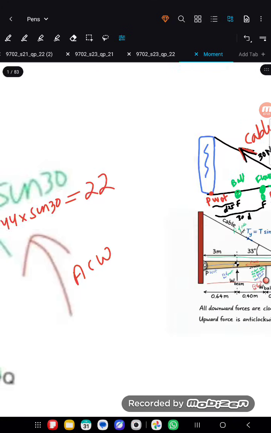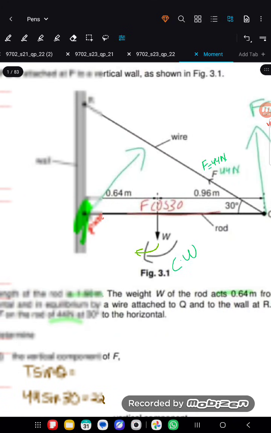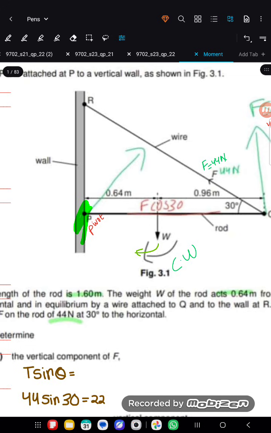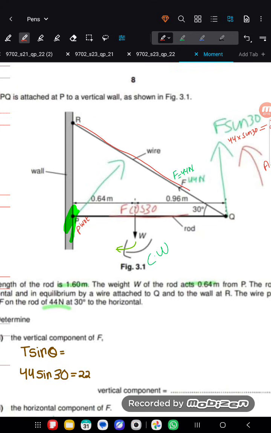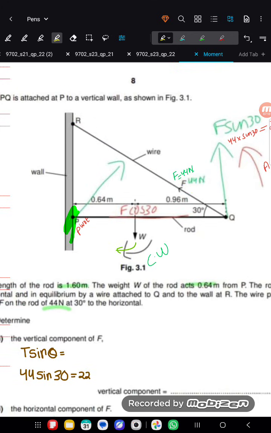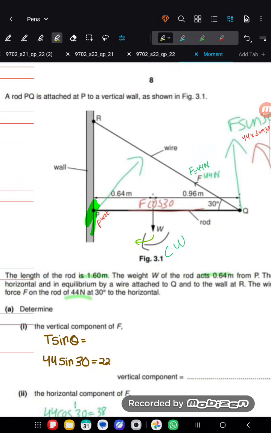Okay, let me see some question. So this is the question here. Okay, so they are asking some this. They have given a wire here, a wire they have given, and the force is given 44 newton. Okay, you have to read the question.